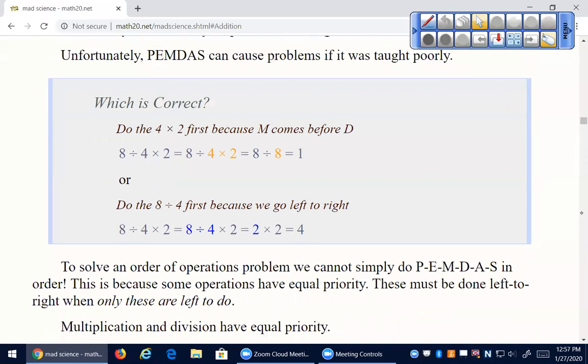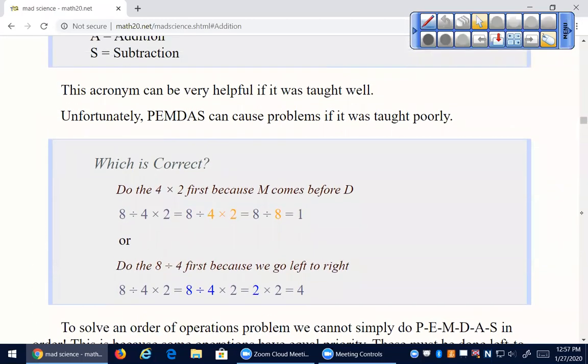Which of these is correct? Should we say, if I have 8 divided by 4 times 2, then in PEMDAS, the M comes before the D. So let's multiply first and get 8 divided by 8, and that's 1. Or should we just go left to right? So 8 divided by 4, we do first and get 2. And then 2 times 2 is 4.